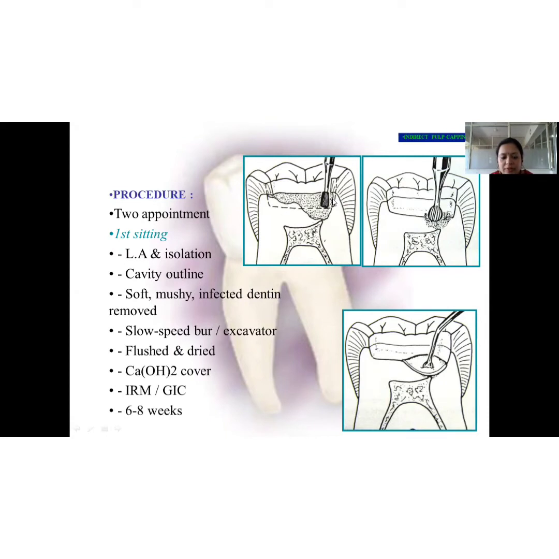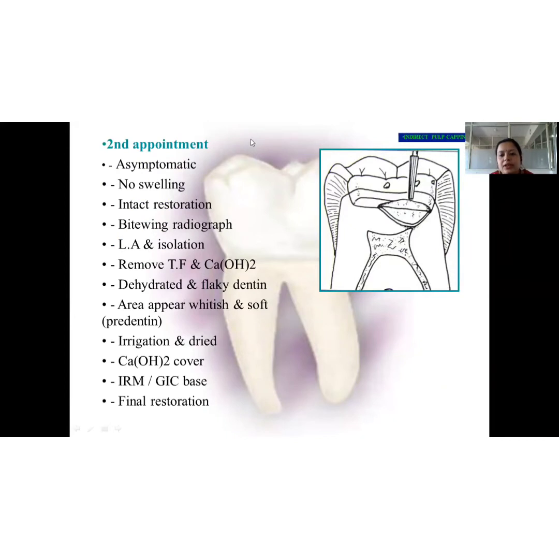The cavity is flushed and dried, and calcium hydroxide is placed over the floor. IRM or GIC is placed over it, and after 6 to 8 weeks, we recall the patient. So this is the first sitting review. And in the next sitting, that is the second appointment, we will again re-enter.